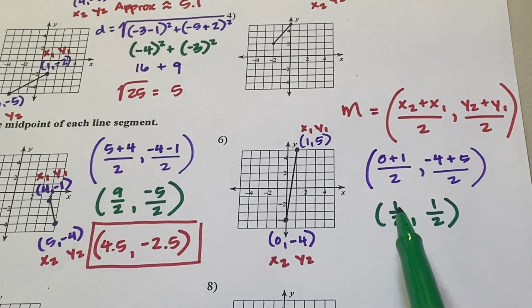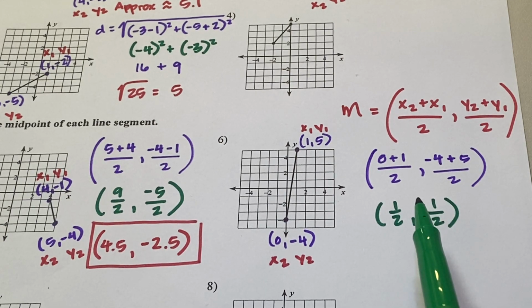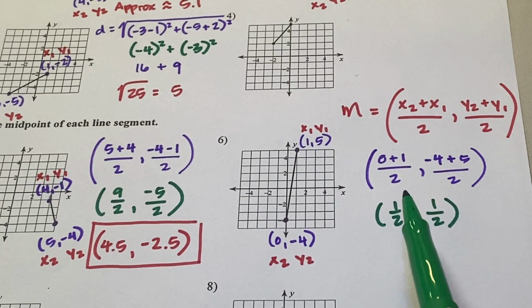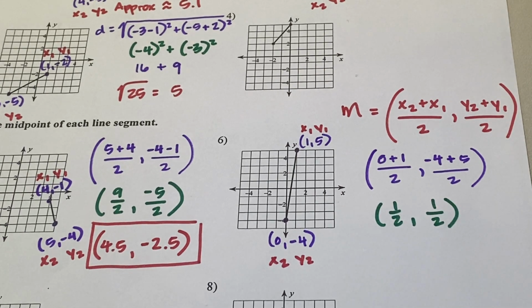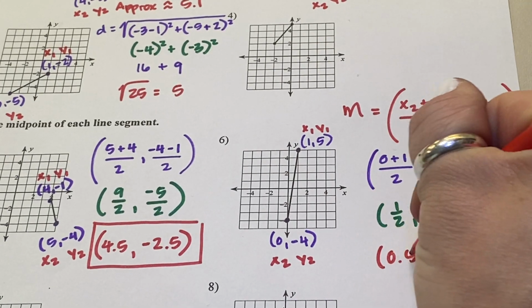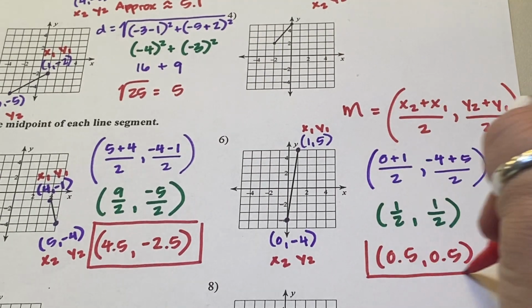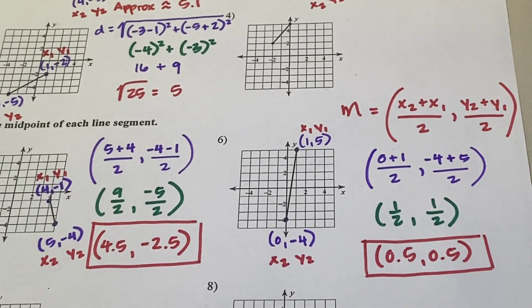Okay, now, this guy, that's a simplified fraction. He's reduced. You can't reduce him anymore. So that would be a totally acceptable answer, 1/2, comma 1/2. But if you wanted to do it as decimals, what is 1/2 as a decimal? 0.5. So you could also write it as 0.5, comma 0.5. Both of those guys are totally acceptable.